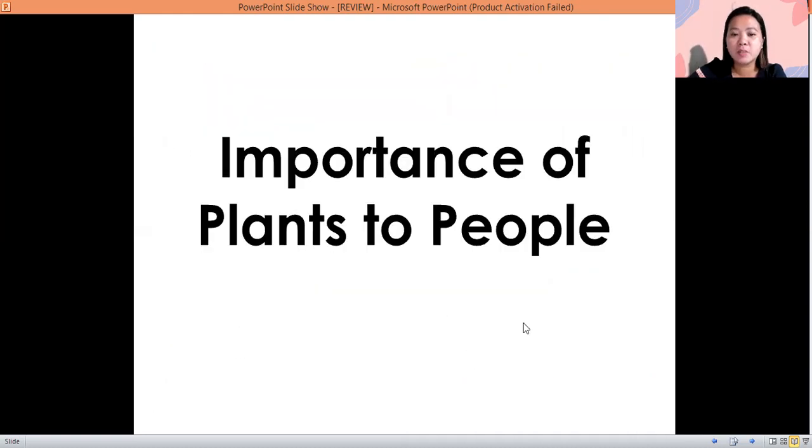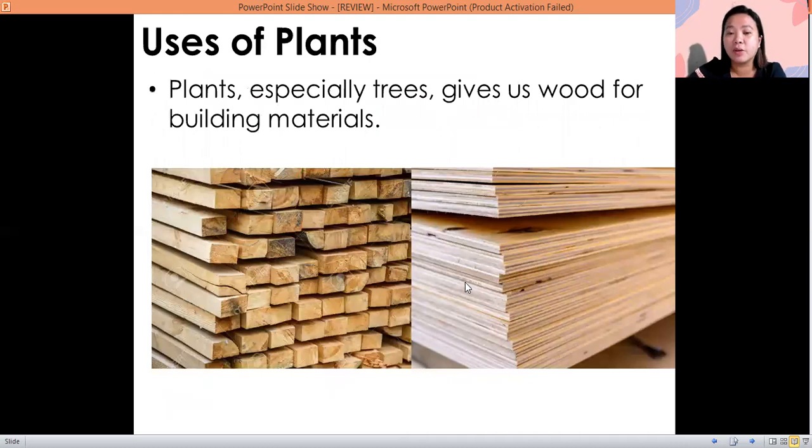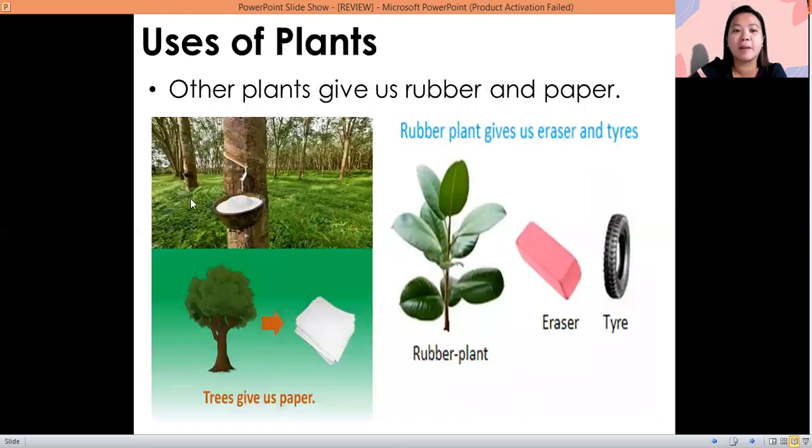Now let's proceed to the importance of plants to people. Plants give people and animals food to eat. They also give us wood for building materials. And some plants give us materials for our clothes, like cotton and pineapple. Other plants give us rubber.